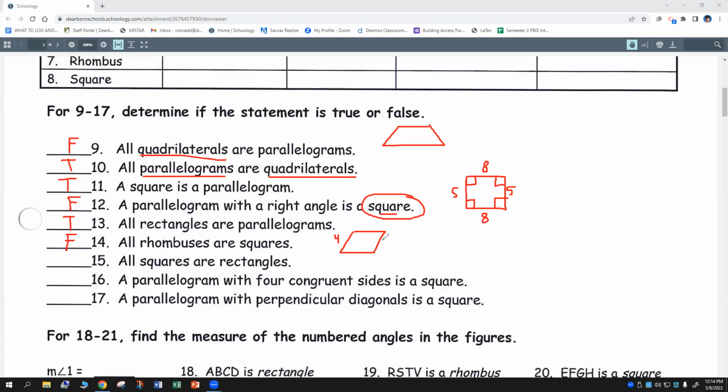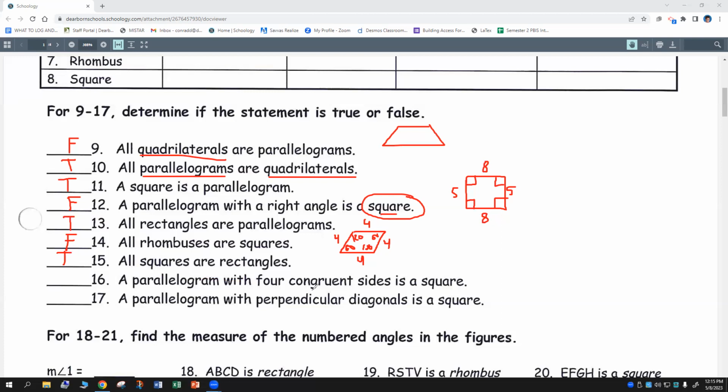4, 4, 4. But most importantly are angles, right? You could have 60, 120, 60, and 120. There's a rhombus. That is not a square, so that's false. All squares are rectangles. That's true, right? Because a square has four right angles, which means it's a rectangle.